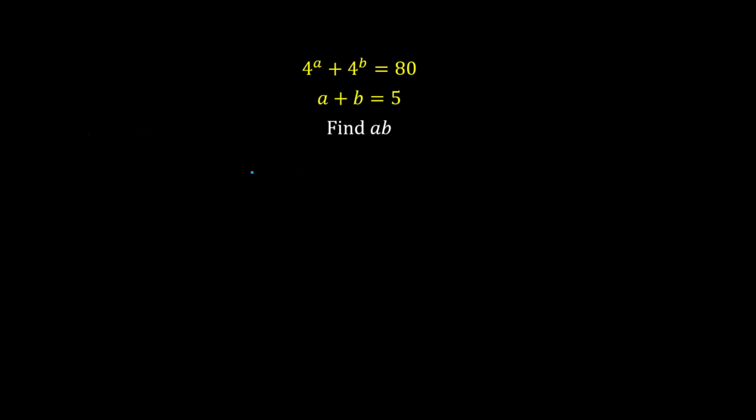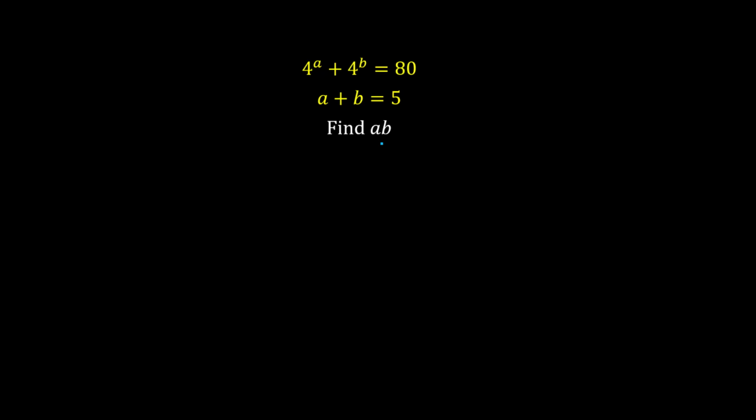Here we are given the following problem: 4 to the a plus 4 to the b power is equal to 80, and a plus b is equal to 5. So we're asked to find the value of ab. This is a tricky question, but it's not too tricky. We can actually solve this question together.